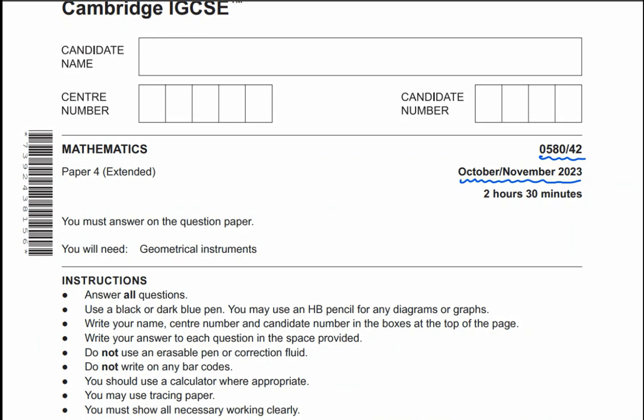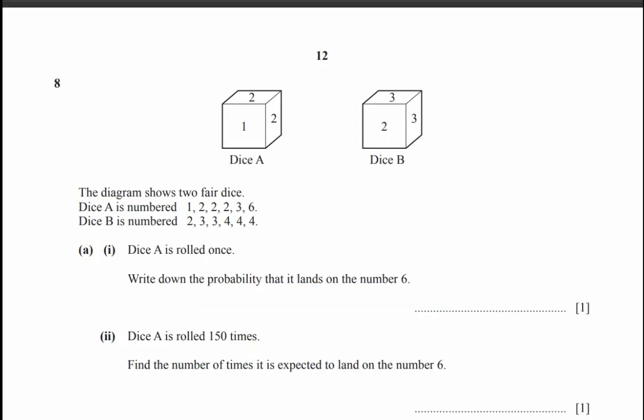Today we are going to continue paper 4 October-November 2023, paper 4 variant 2. We stopped last time in part 1 on question number 7. So today we are going to start from question number 8.